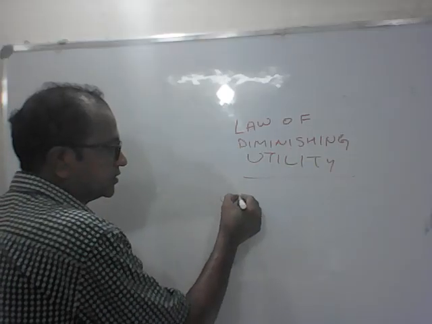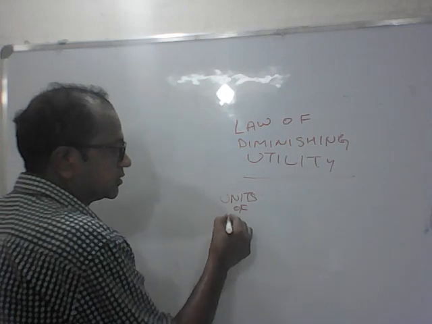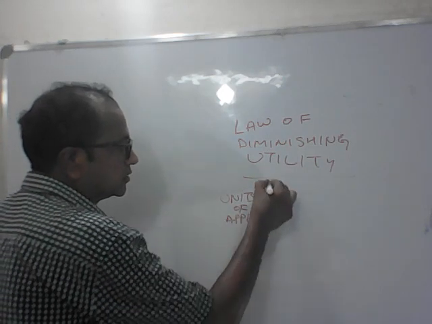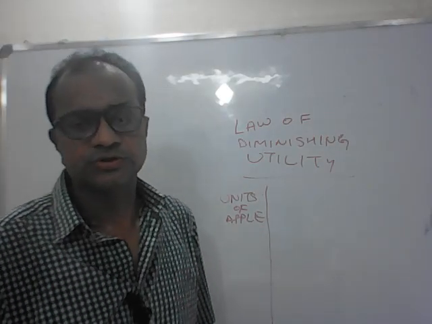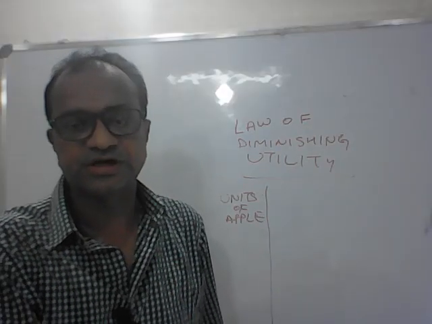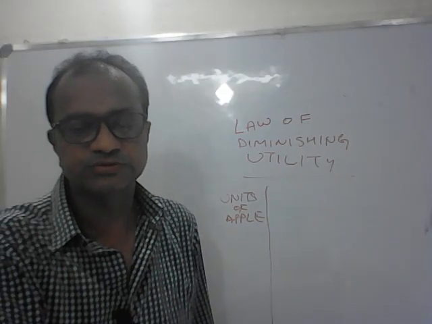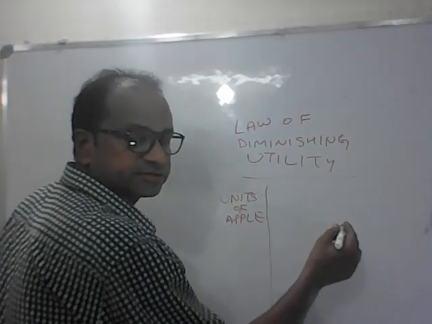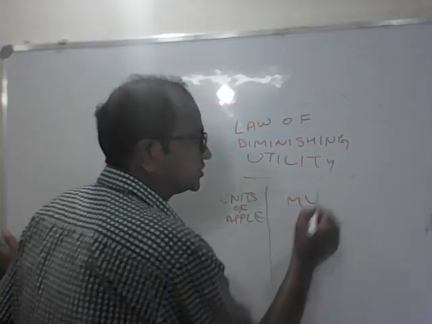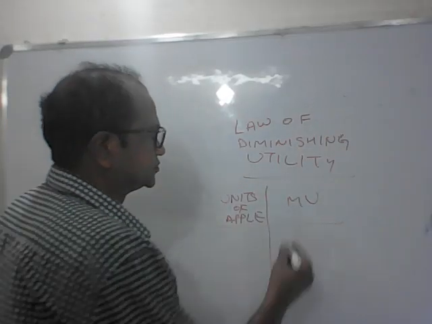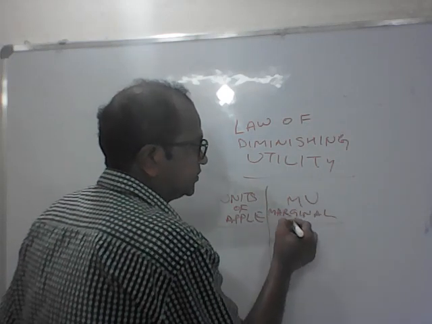This is units of apple. For example, a single commodity exists with no close substitute. The Marshallian analysis of the law of diminishing marginal utility states that there is only a single commodity and its units are consumed. Then we can see the marginal utility which the consumer gets as the units of apple are consumed. It will be like this.